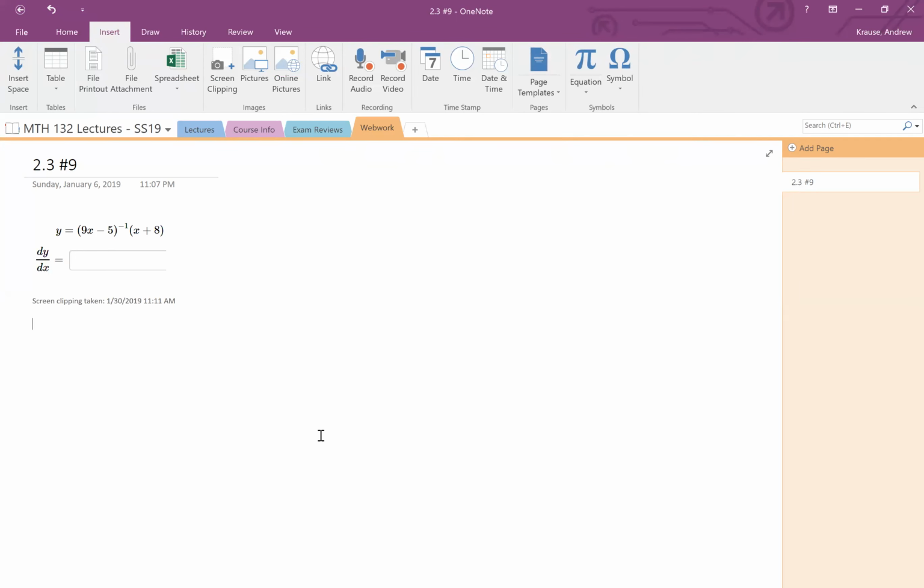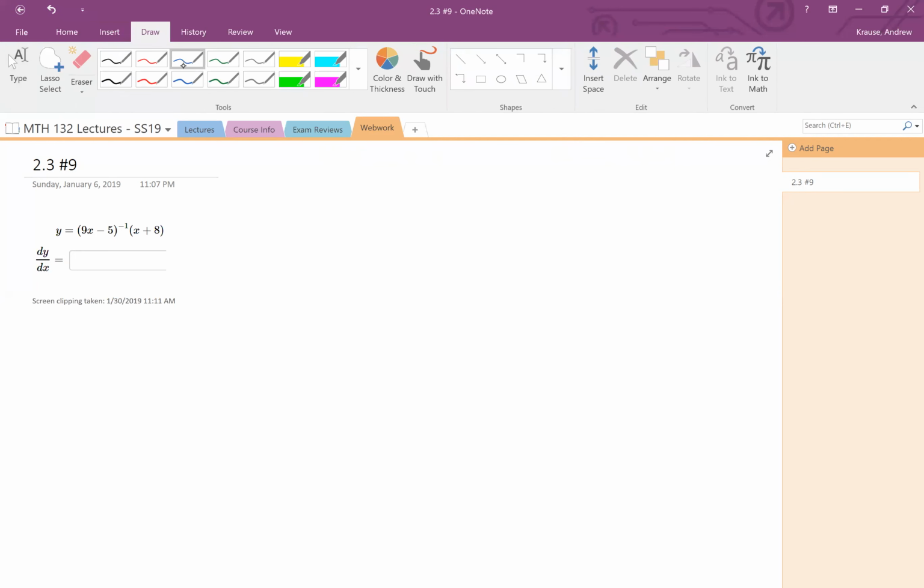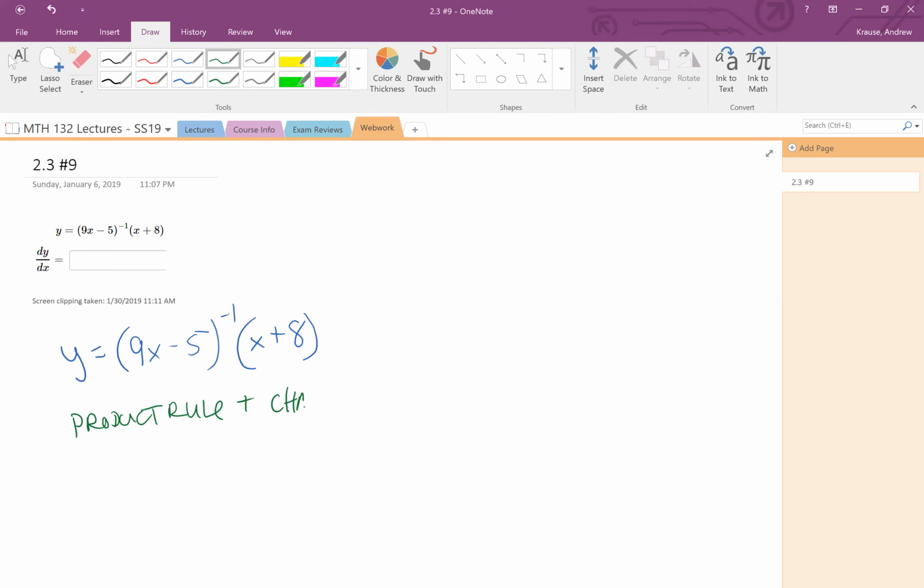So there's 2 ways to think about this. One way is that we can think about this as being just like it's written, 9x minus 5 to the negative 1 power times x plus 8. And this particular way of doing it, this is a product rule plus a chain rule.